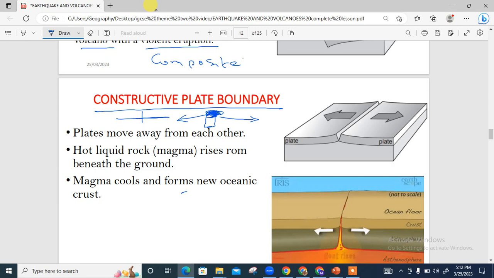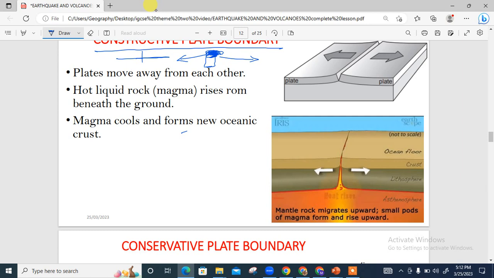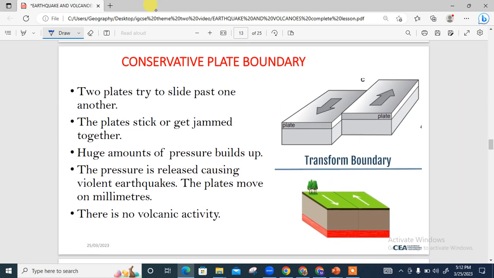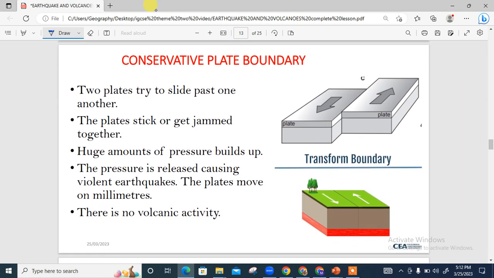Usually this type of volcanic eruption is not violent, and the type of eruption you get here is usually the, what is it called? Shield volcanoes. Okay, so next is the third type your syllabus needs you to know, which is the conservative plate boundary.